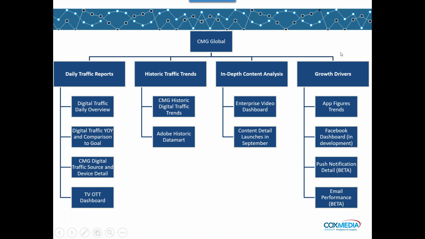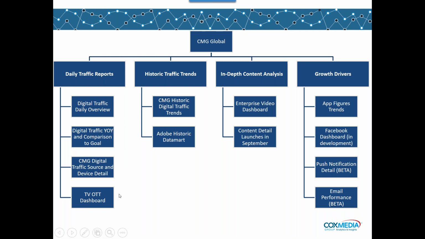Let's go a little bit deeper into CMG Global. The CMG Global report suite includes things that fall into basically 4 major categories. We have digital daily traffic reports, and this includes a daily overview, a digital year-over-year in comparison to goal, which is kind of against budget, basically, and then a report that goes into the devices that people are using to see our digital content, as well as where they came from, like search or social or email, that kind of thing.